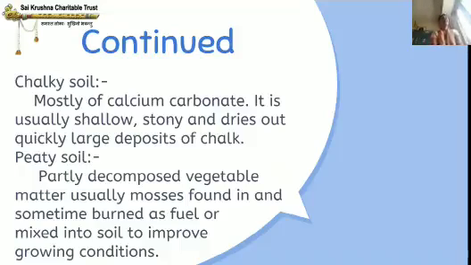And peaty soil, partially decomposed vegetable matter, usually mosses, sometimes burned as fuel or mixed into soil to improve growing conditions. So peaty soil is decomposed vegetable matter, usually mosses, and is sometimes burned as fuel or mixed into soil to improve the growing conditions.